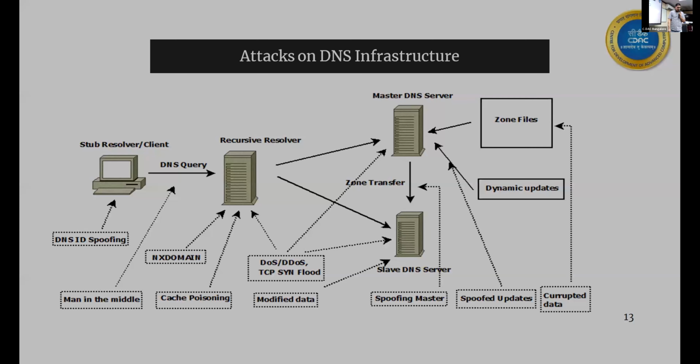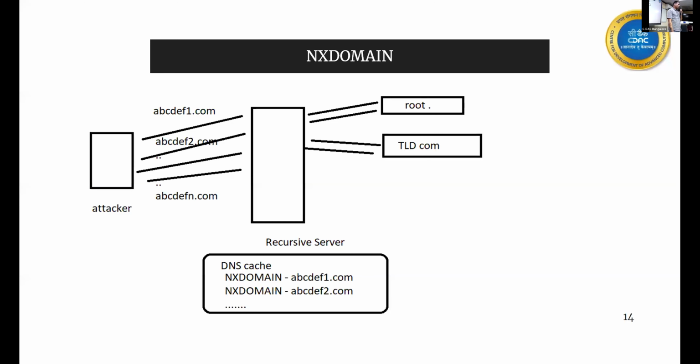And then we have one more attack on the recursive DNS server. This attack is called the NX domain attack. Now, what do we mean by NX domain? Suppose you have one client here, and this client is connecting to this DNS server. This DNS server will have some cache. It will try to look for the record through root and the hierarchy, and then store it in the cache.